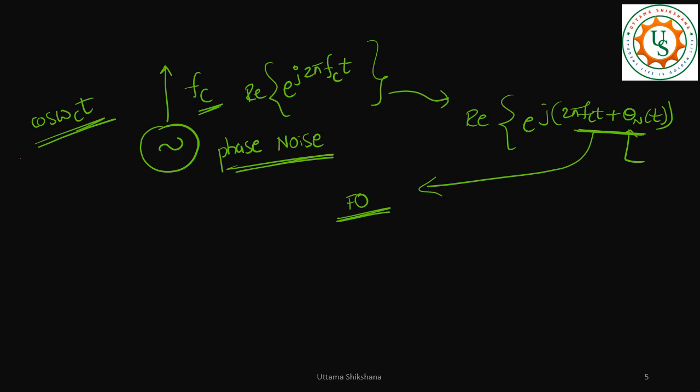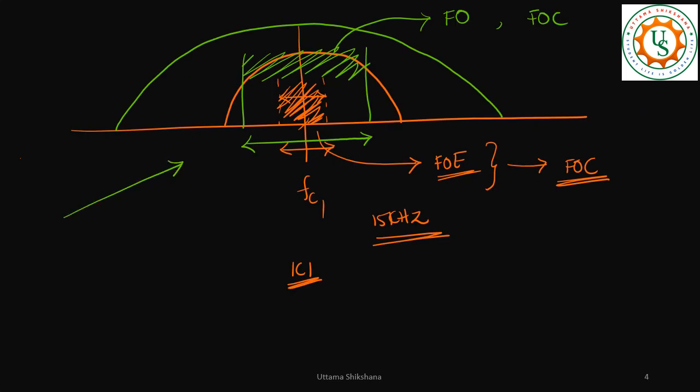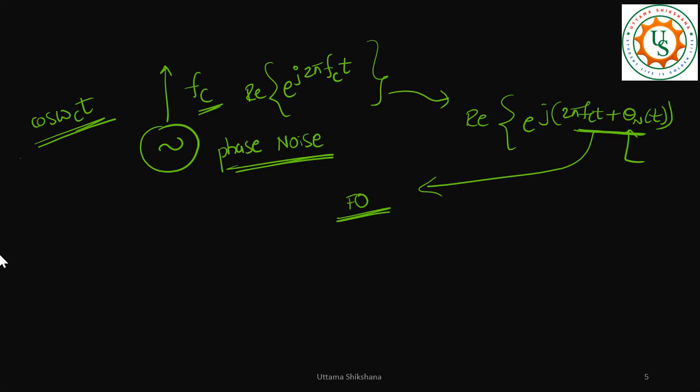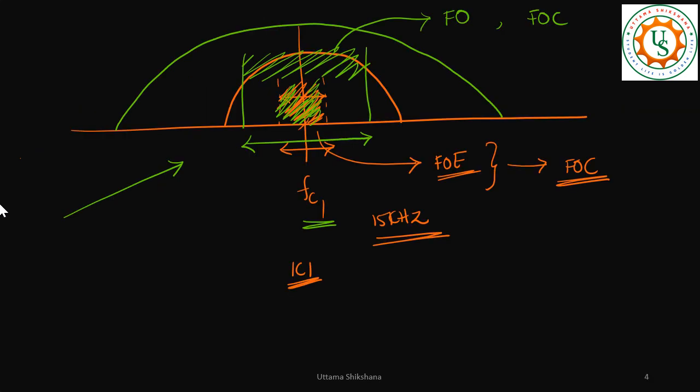Again, the similar effect that I described with respect to Doppler happens here. Because of this phase noise, you will not receive the signal at exactly FC1, but you will see the signal present at FC1 plus some delta. There would be a spread in the subcarrier frequency, and this spread becomes larger and larger when we go for millimeter waves. This phase noise is directly related to center frequency. The higher the center frequency, the higher the phase noise, and hence the larger the spread of the phase noise.